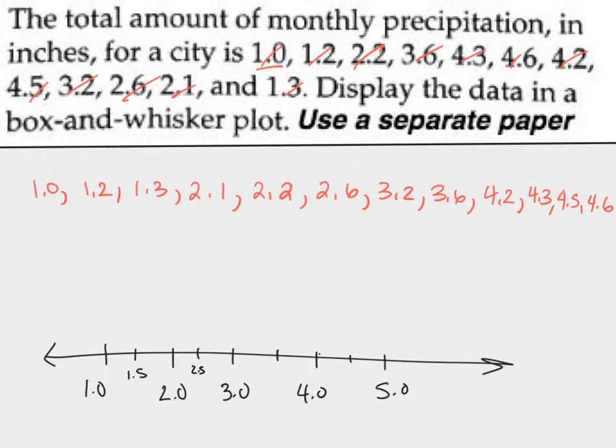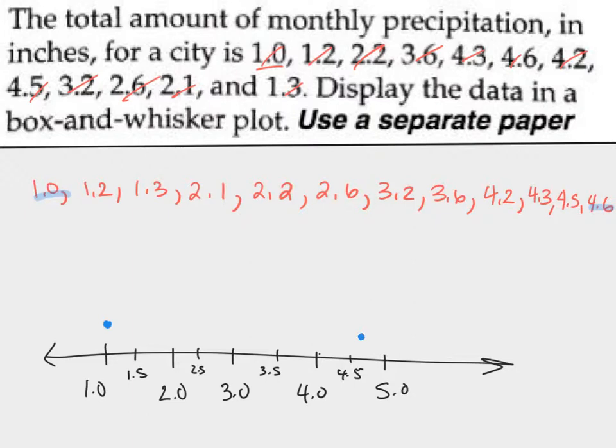Once we get our number line all situated, you can begin by starting with the lowest quantity, which is 1.0. Put a dot above it. And the highest quantity, which is 4.6. 4.5 is right here, so 4.6 is just a little bit above. Those are your two maximum and minimum.